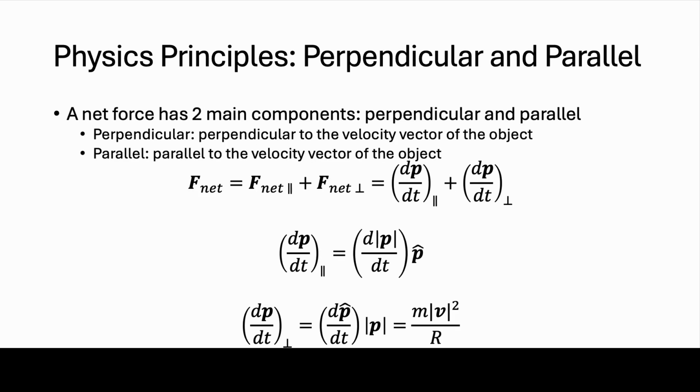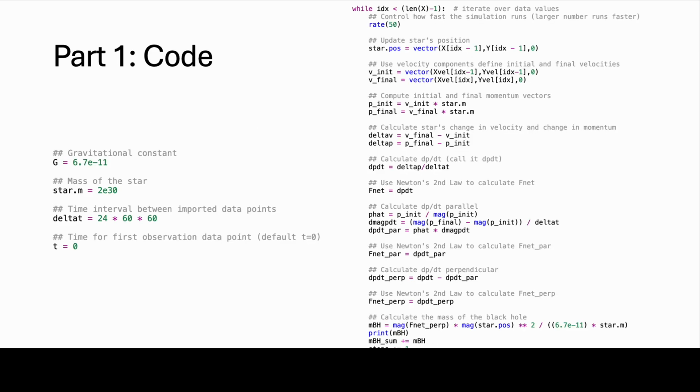The last physics principle is the parallel and perpendicular components of a force. We can split a net force into components parallel and perpendicular to the momentum vector of an object. Additionally, when an object is moving in a curved trajectory, its perpendicular force will be mv squared over the radius of the kissing circle. Let's look at the code for part 1.